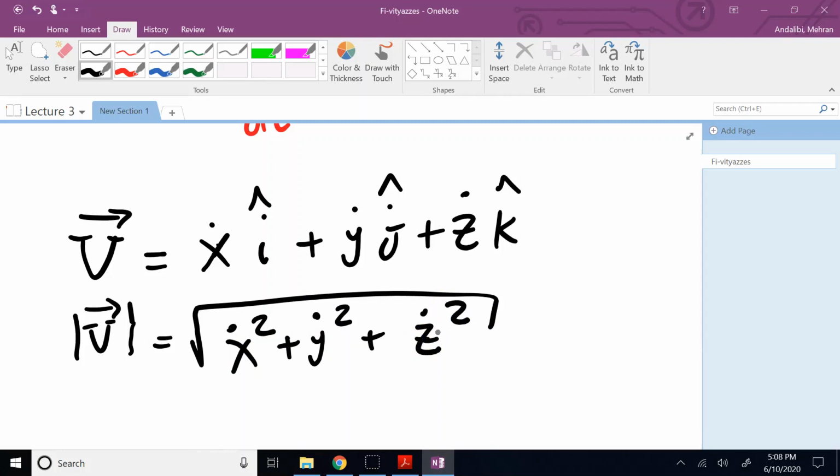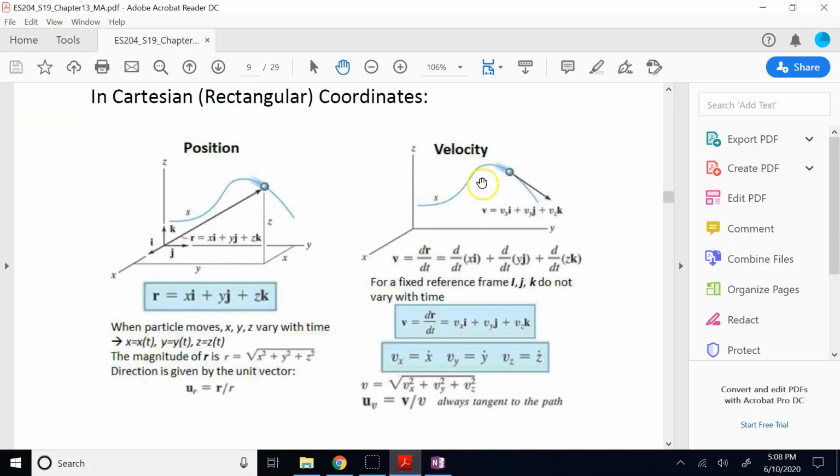The other thing important is the direction of velocity, right? We learned in the past that velocity is always what? Tangent to the path. So if I want to know along which direction the particle is moving at the moment, it is going to be the direction of this velocity, right? So speed is the magnitude of it, but the direction of motion is the direction of this vector v.